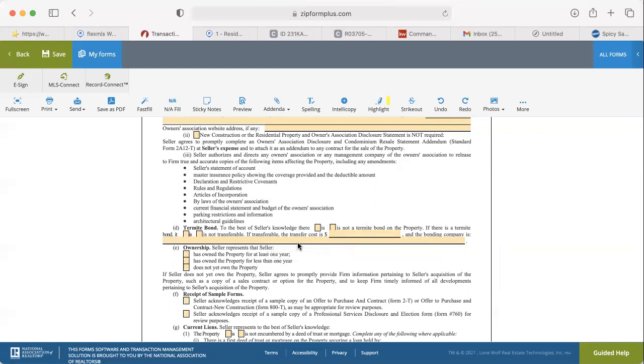So I always call the company myself and verify there is a bond, and verify that it is transferable, and verify the amount that they charge to transfer that bond.